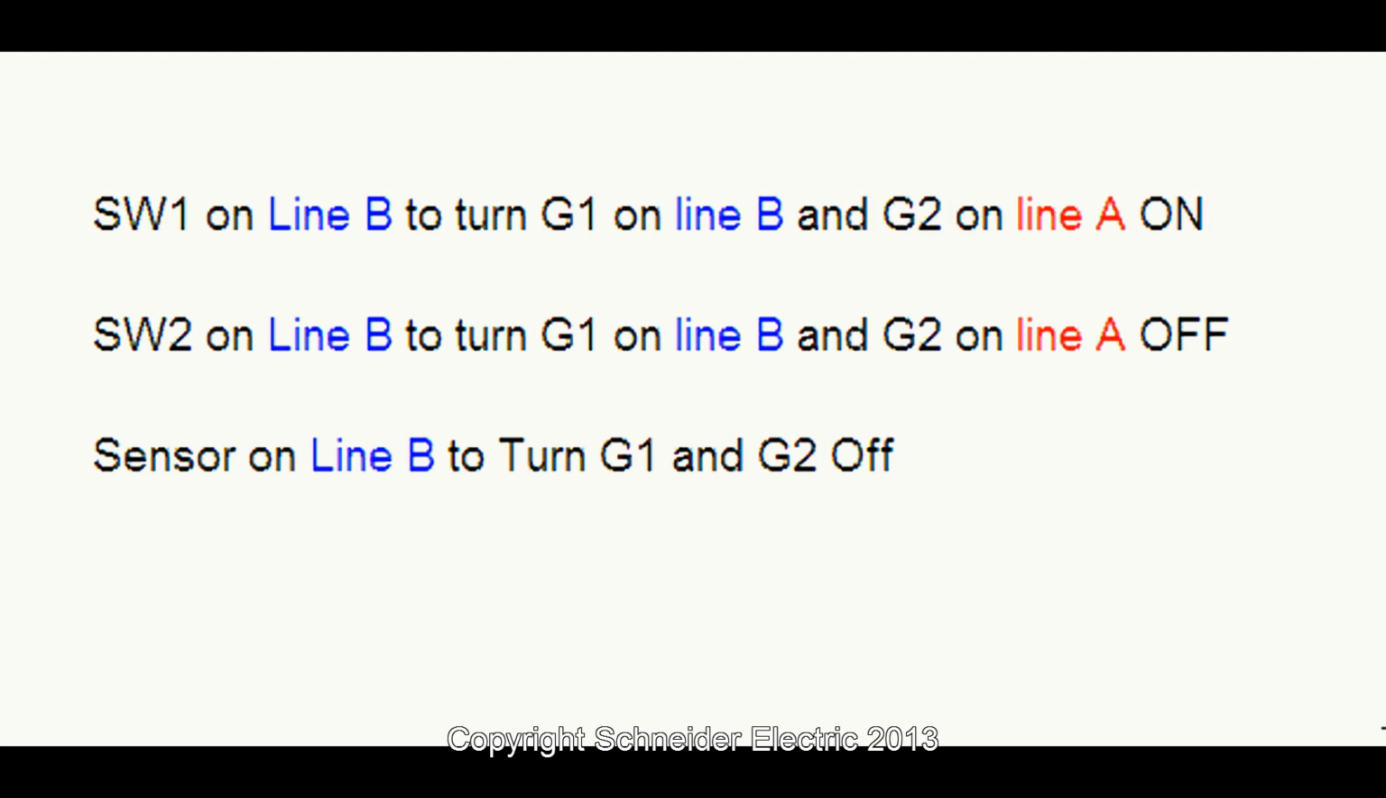Okay, in this example we have two switches, switch 1, switch 2 and a sensor, all three on line B. Then we have two groups we are controlling, G1, which is on line B as well, and G2, which is on line A. Switch 1 turns both G1 and G2 on, switch 2 turns G1 and G2 off, and the sensor will turn G1 and G2 off when there is no movement.